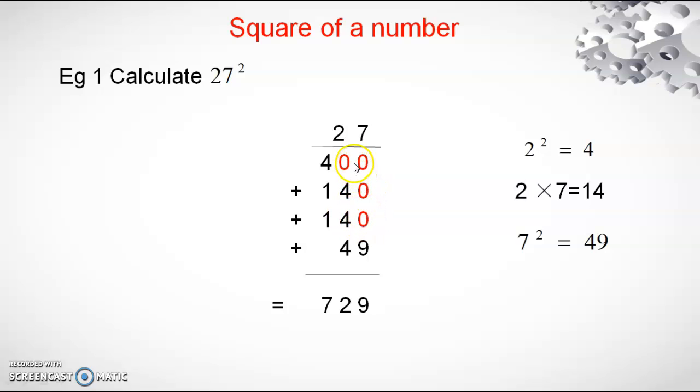And now we will start. So our first number is 2 here. So 2 square, here I have written 2 square is 4. That number you have to write in first row.